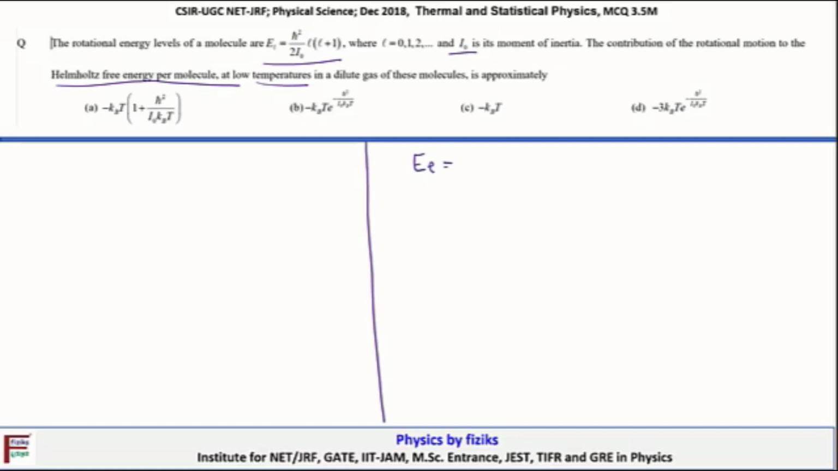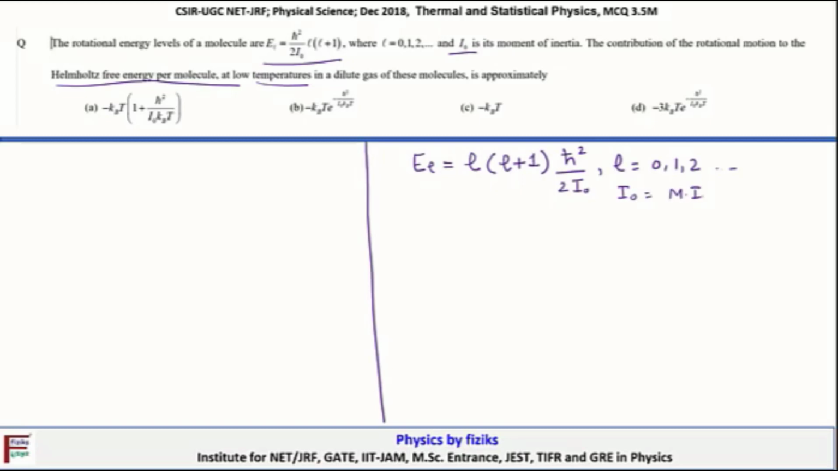The energy spectra is given as E_L equal to L into (L plus 1) into h cut square upon 2 I naught, where L is equal to 0, 1, 2 and so on, and I naught is the moment of inertia of the molecule.